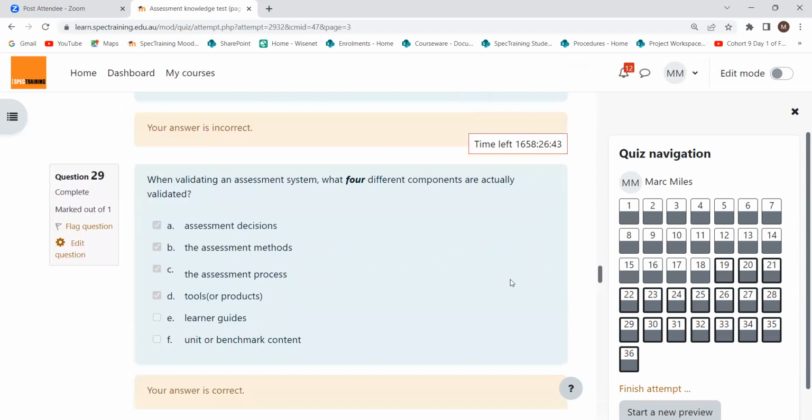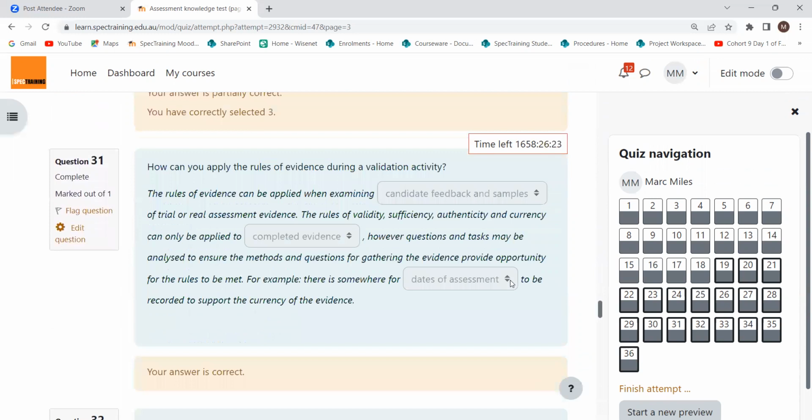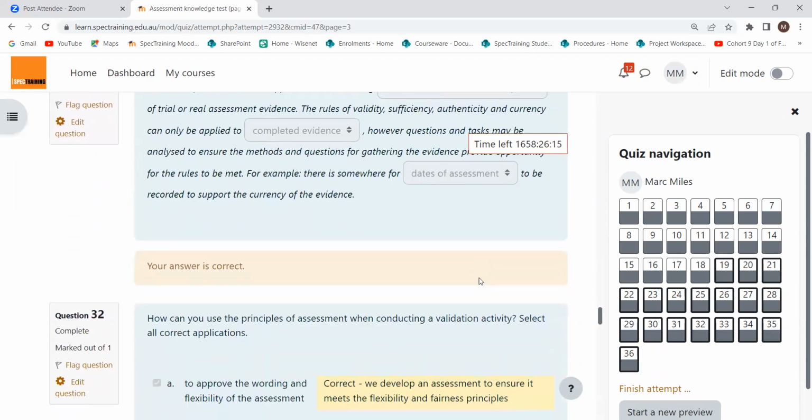All right. Question 29. Answer's correct. Good job. Well done to whoever took this test. All right. And 30. Answer is partially correct. So you've correctly selected 3. So you're going to need to certainly do some self-discovery on question 30 here. Okay. Question 31. Answer's correct. Hopefully that helps you out there a little bit. Don't forget to read through the question and understand what it's actually asking of you.